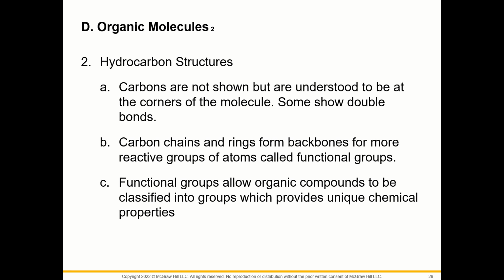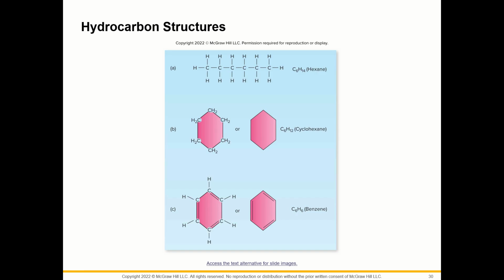Carbon chains and rings form the backbones for more reactive groups of atoms called functional groups. Functional groups allow organic compounds to be classified into groups, which provides unique chemical properties. Okay, so we just saw this picture showing the corners indicating where the carbon would be, and now you know where the double bonds would be, and then the top picture A is going to be linear. It's like a chain. B, it says, is cyclic, and then C is an aromatic ring.